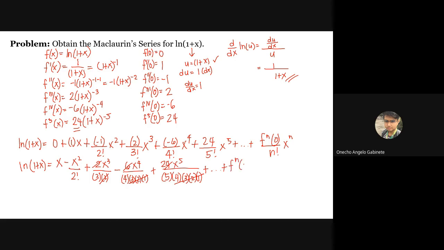Plus f raised to n of 0 over n factorial x raised to n. So, ang Maclaurin series ng ln of 1 plus x is x minus x squared over 2 plus x cube over 3 minus x raised to 4 over 4 plus x raised to 5 over 5 minus dot dot dot plus. Ito na yung Maclaurin series ng ln of 1 plus x.